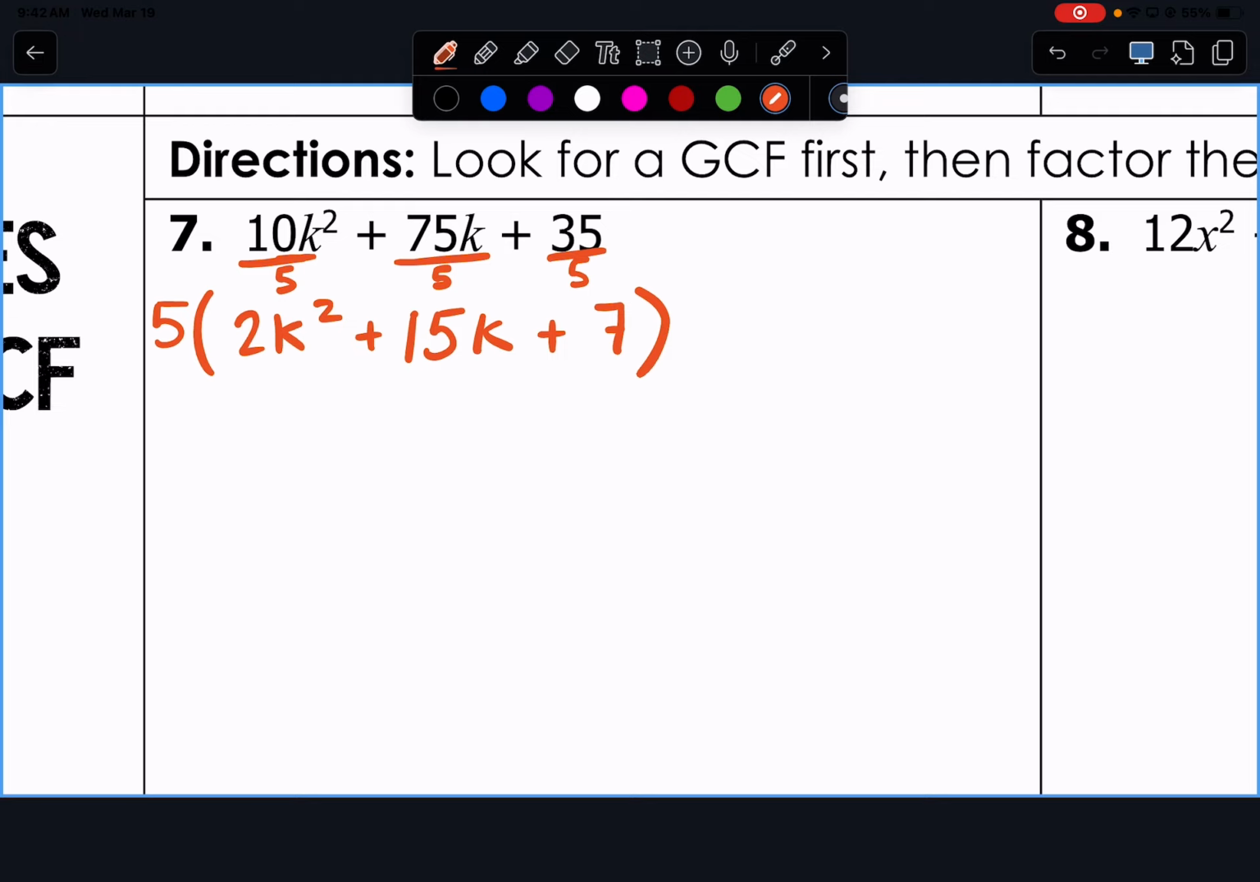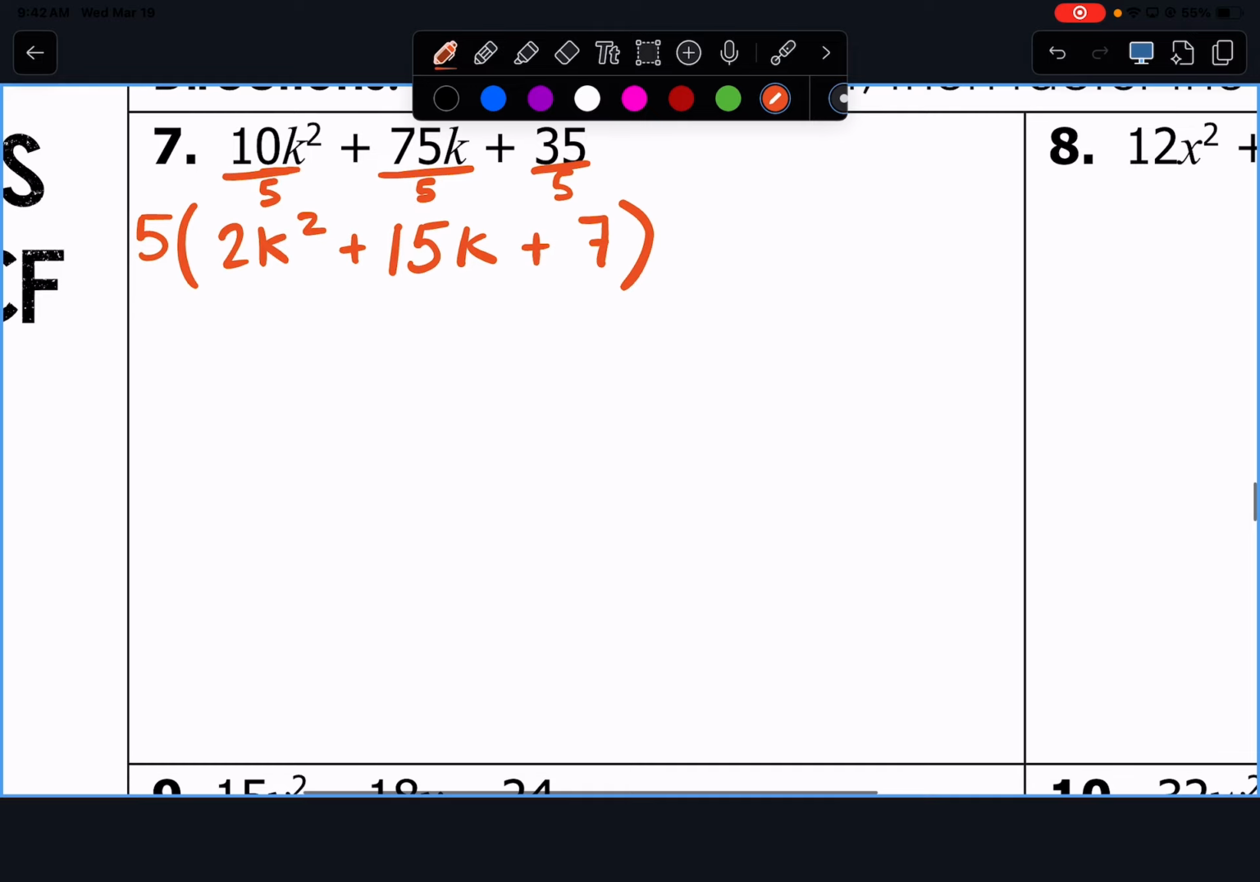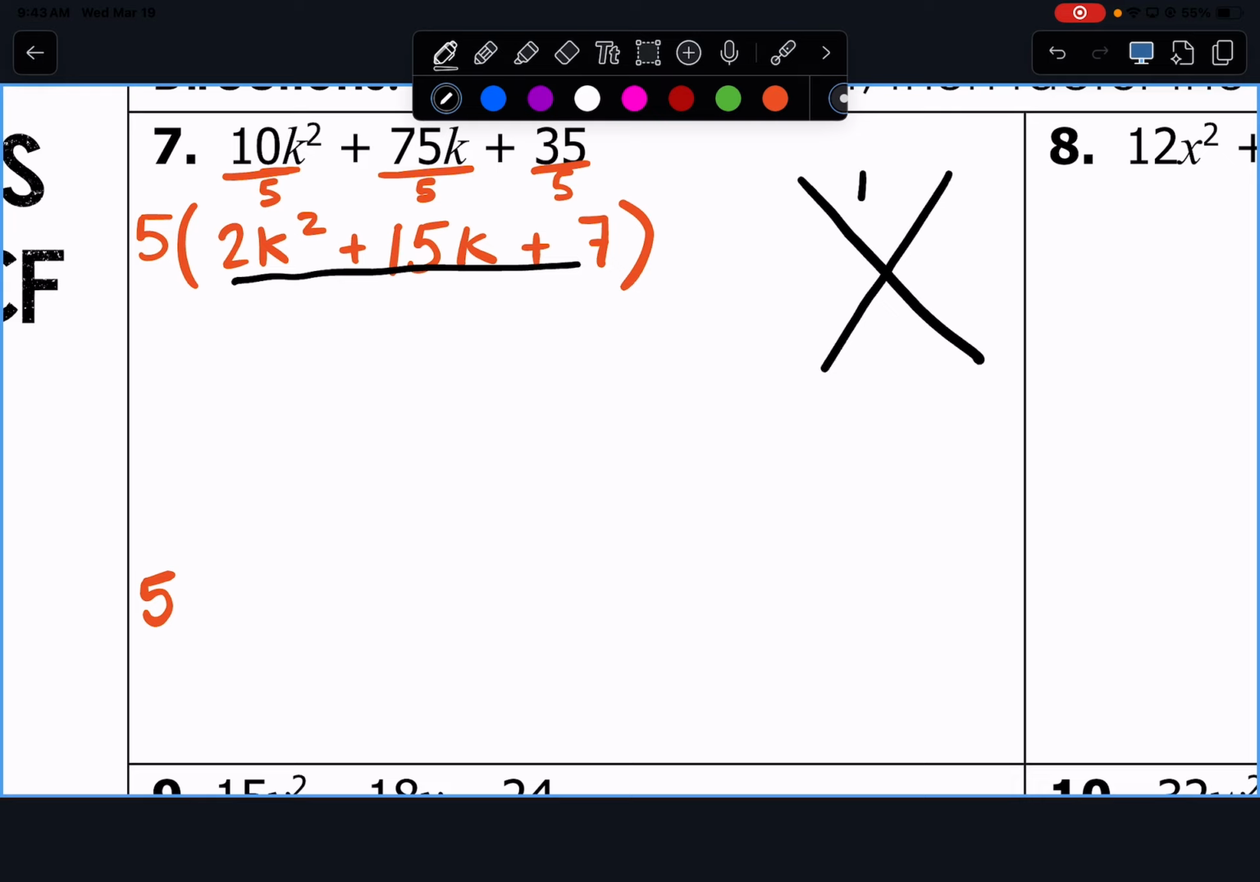Okay, so once we do that, I know immediately that my answer, whatever it will be, is going to have a 5 in front. I know that. And now I just factor the inside of it. So to do this part, I do that like normal. What is A? What is C? 7. So A times C is? And B is? Okay. What factors can multiply to give me 14 but add to give me 15?